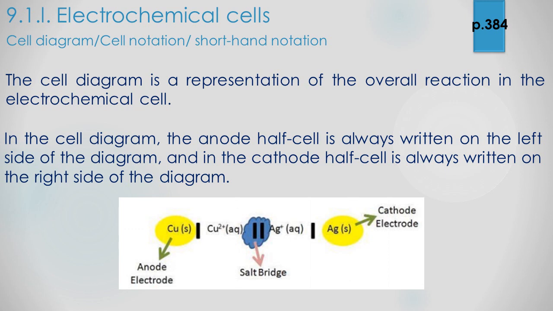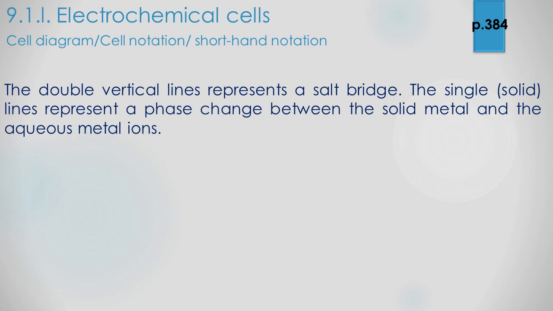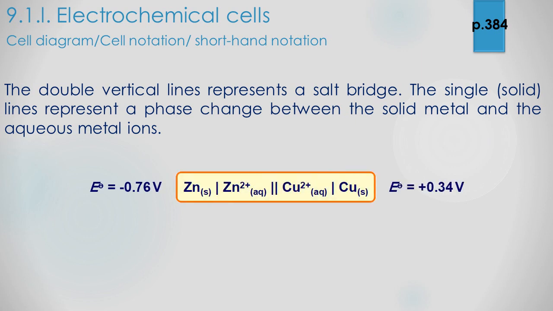The two vertical lines in the middle represent the salt bridge. The solid line represents the phase change. If you have solid and then aqueous within the same compartment, you separate them by a solid line. So as we said before, the double vertical lines represent a salt bridge. The single solid lines represent a phase change between the solid metal and the aqueous metal ions.